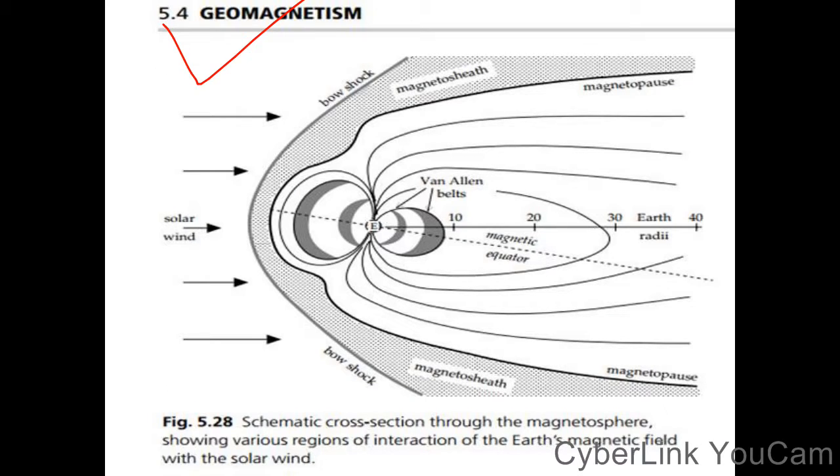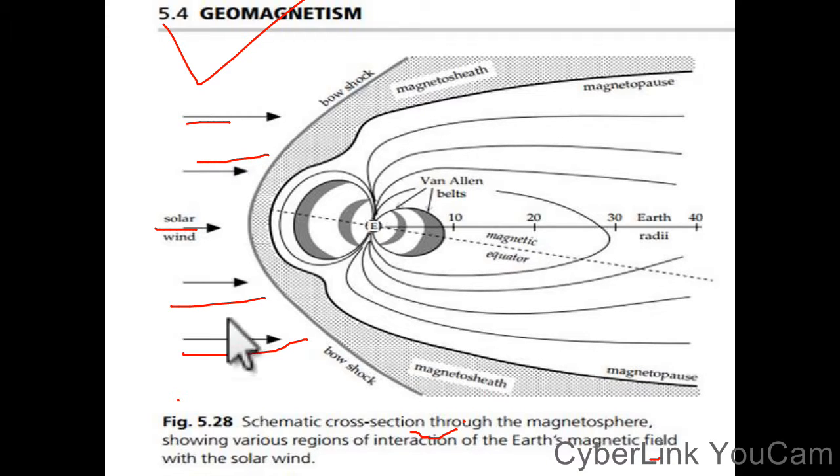Next diagram, geomagnetism. This is a schematic cross section through the magnetosphere, showing various regions of interaction of the Earth's magnetic field with the solar wind. Here is the solar wind, all are solar winds. Here the flow and bow shock.